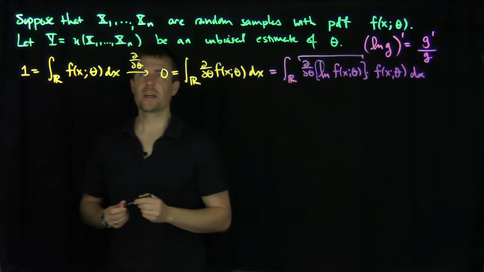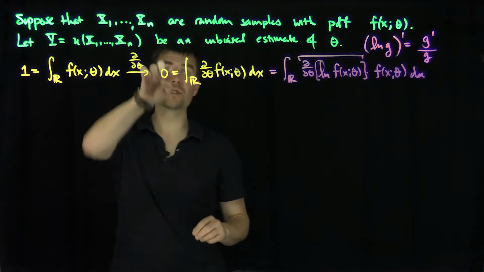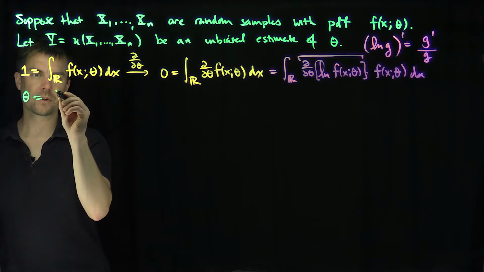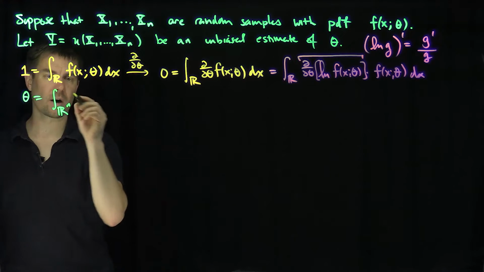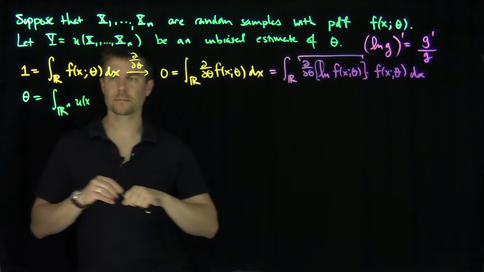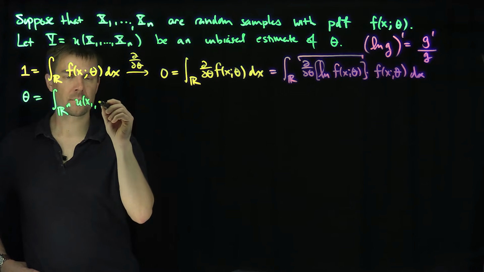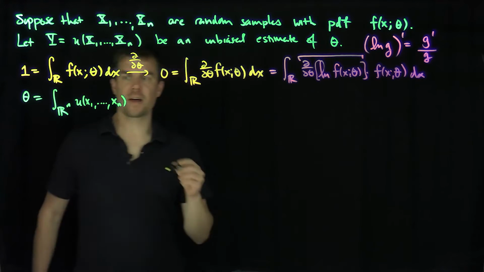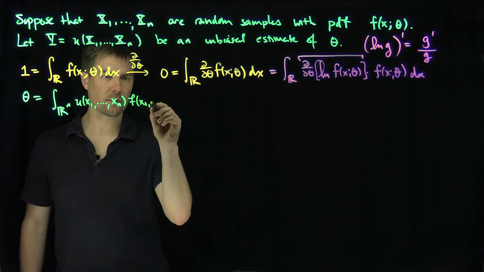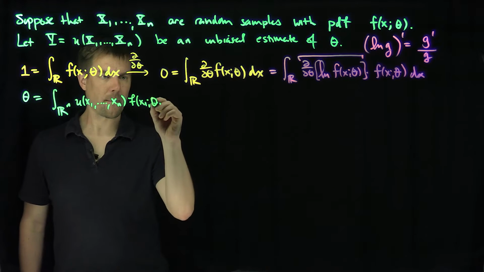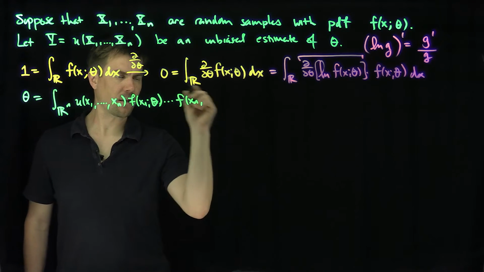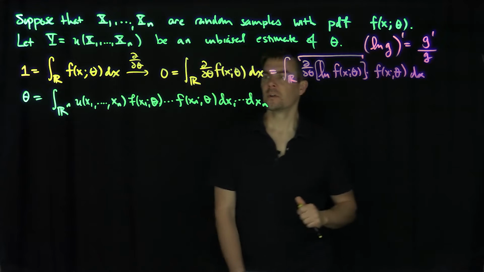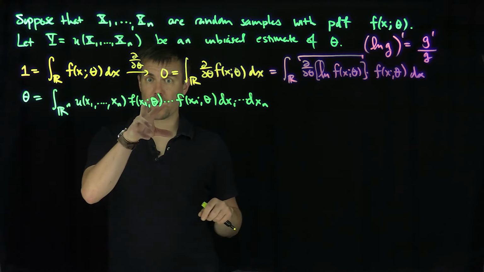Now the next thing we know is that this y is an unbiased estimate of theta, which tells me that theta is equal to the integral over R^n of u of x1, ..., xn times f of x1, theta, ..., f of xn, theta, dx1 ... dxn. Excellent. So now if I do the theta derivative of this thing, what can I say? So now I have a product.